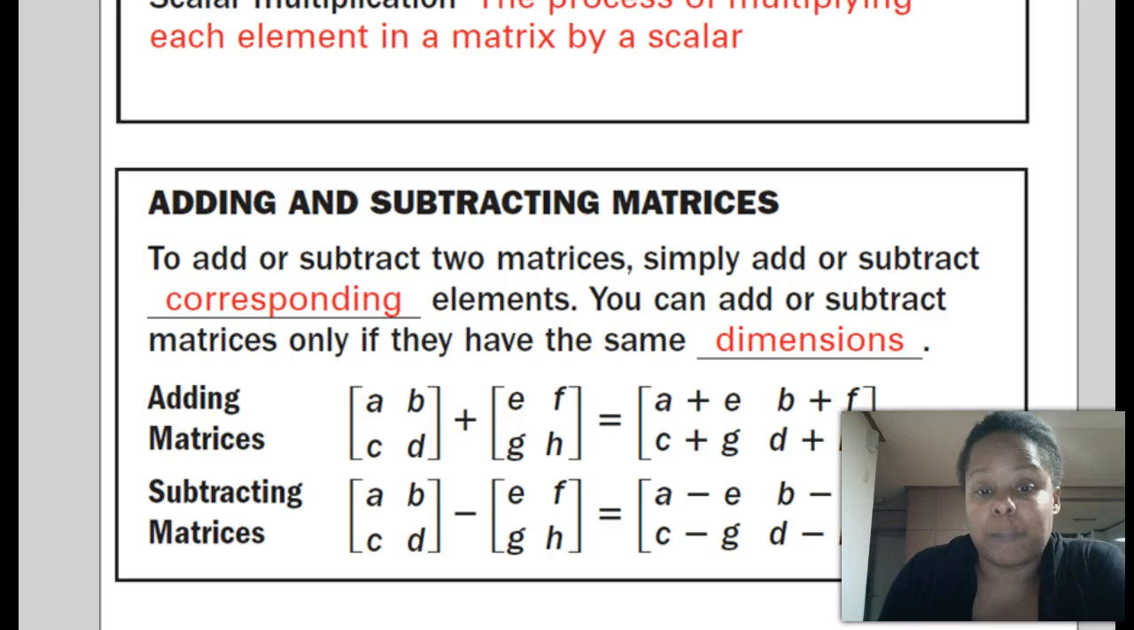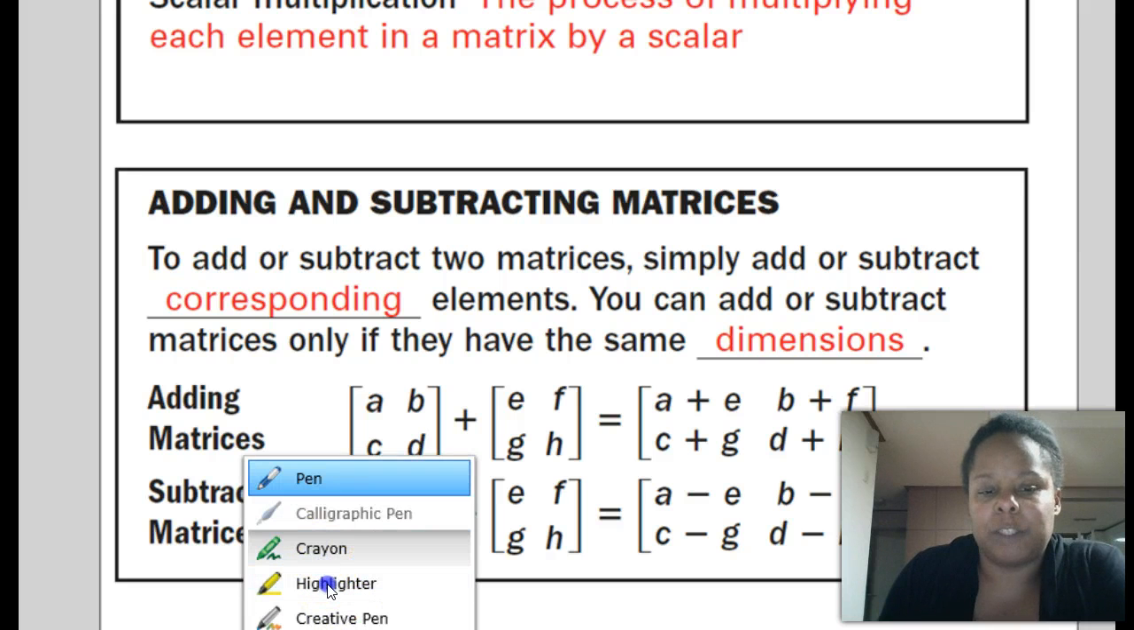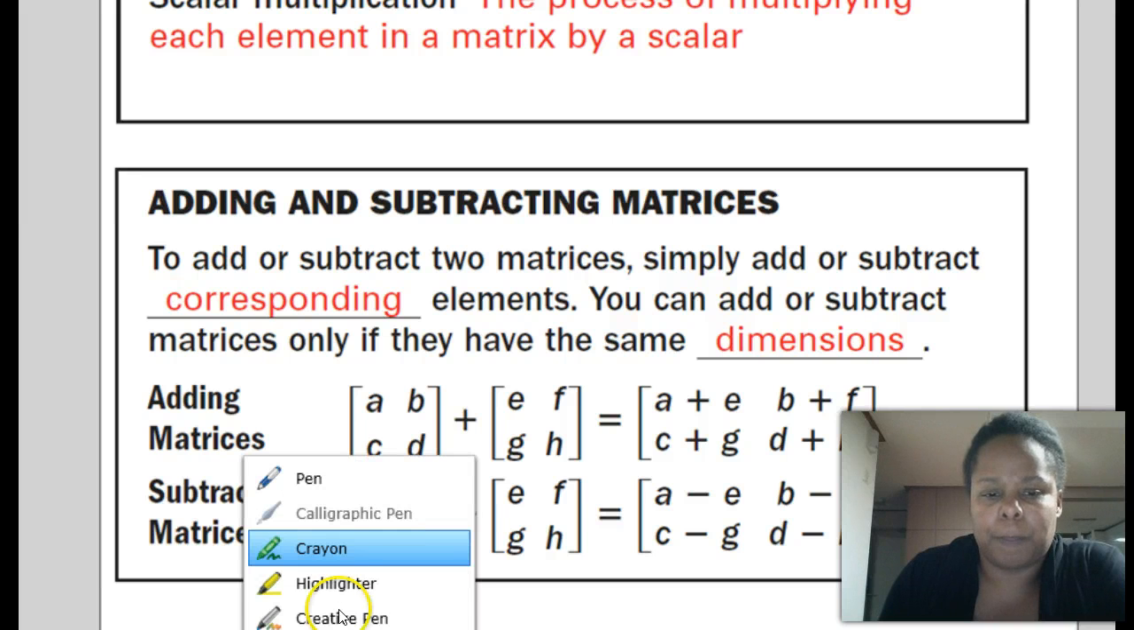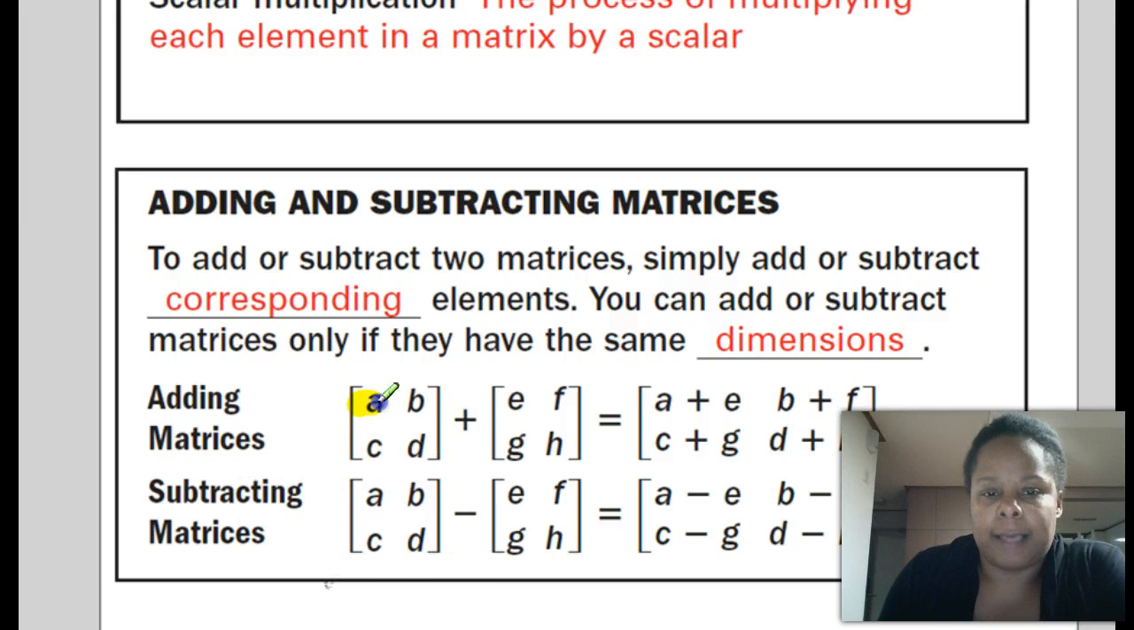So when we talked about corresponding, let me show you this one. Sorry, I want the highlighter. A and E are the first element in the first row and the first column of both of the matrices. So to figure out the result of adding these two matrices, in that first position is the sum of these two values. To figure out the next position, it doesn't matter which order you go in, as long as you place them in their corresponding position.